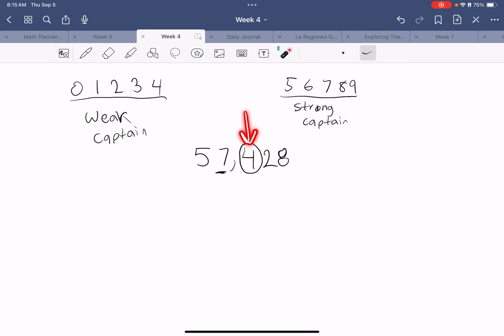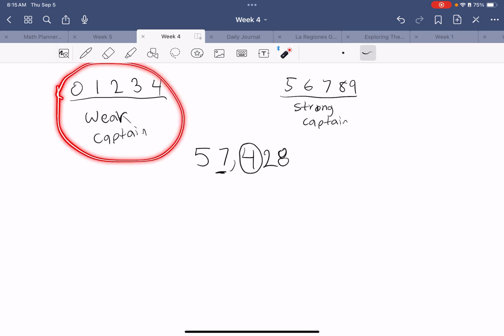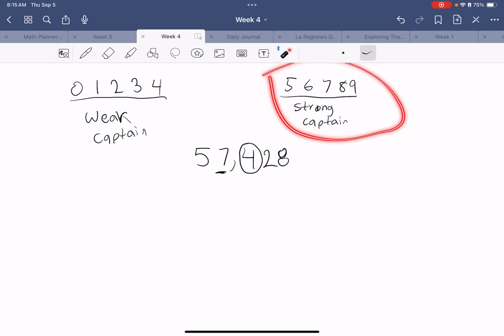This is going to be my captain. So then I'm going to look for the captain. Is he going to be a weak captain or is he going to be a strong captain? Well, he is over here, so he's going to be a weak captain. So I'm just going to give him a weak captain hat. He doesn't get to have the strong captain hat. He'll get the weak one.